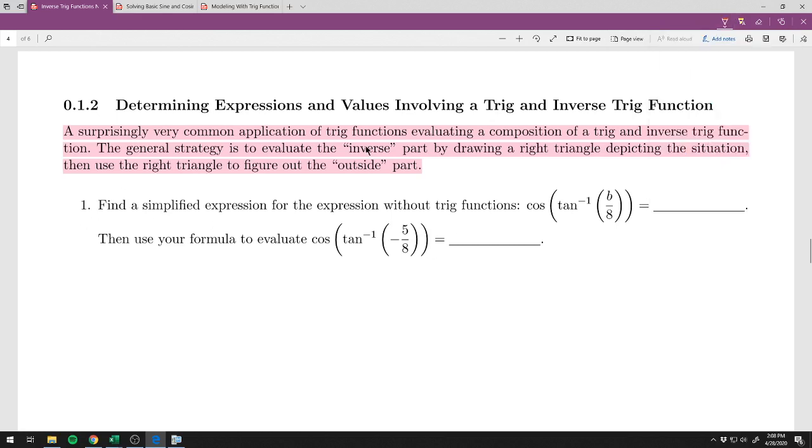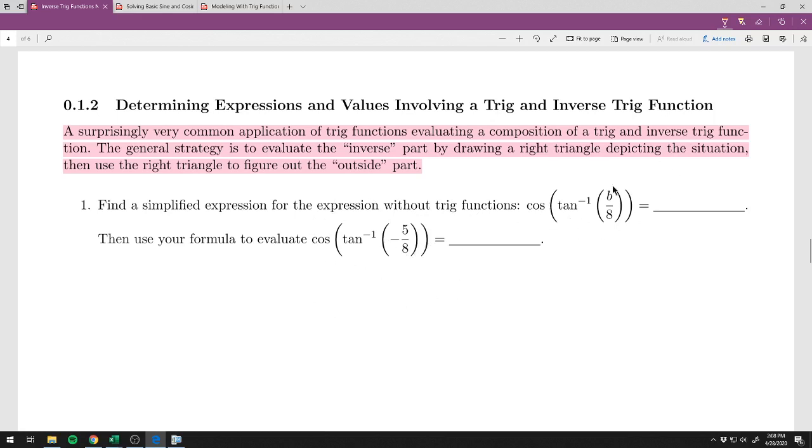Now the idea here, you're not going to be able to type this into your calculator and get an exact answer, meaning if I type this into my calculator right now, I'll tell you right now I'll get a weird decimal and that will not work as our answer.